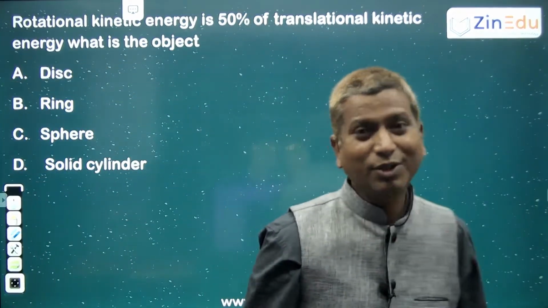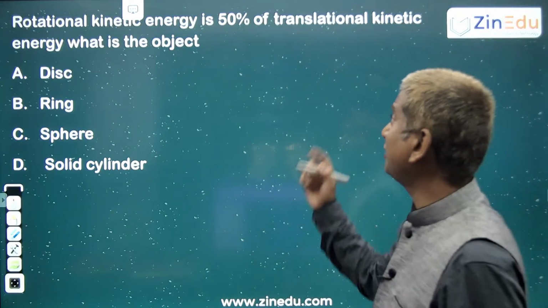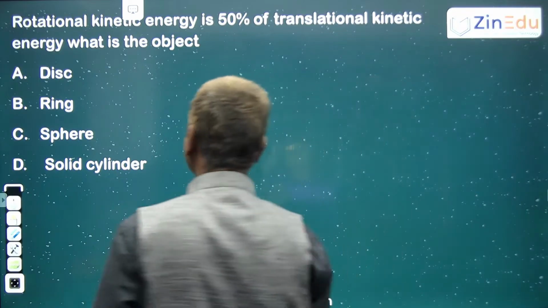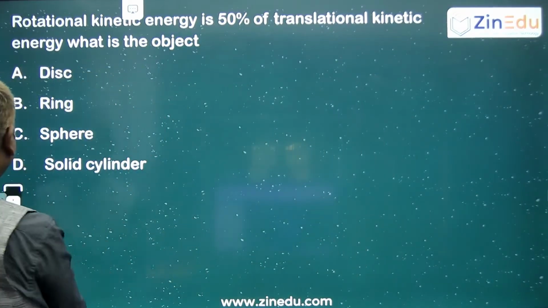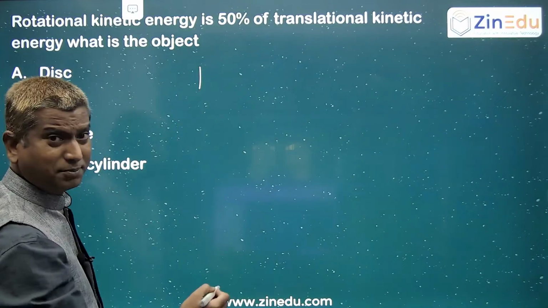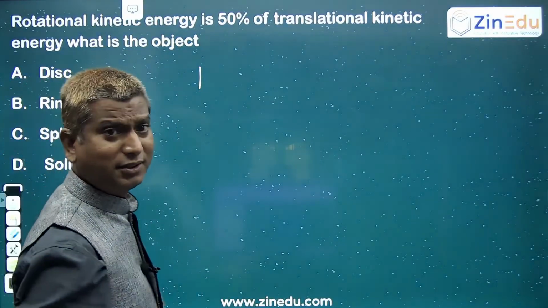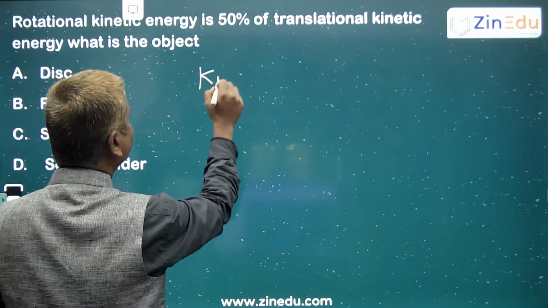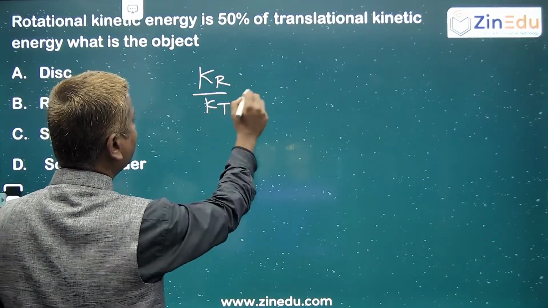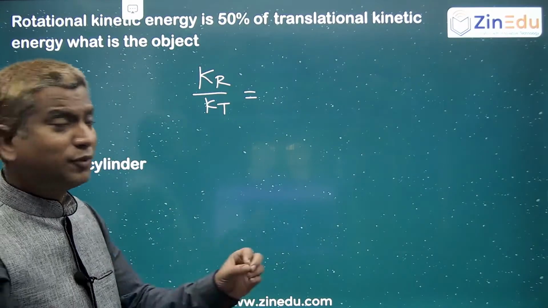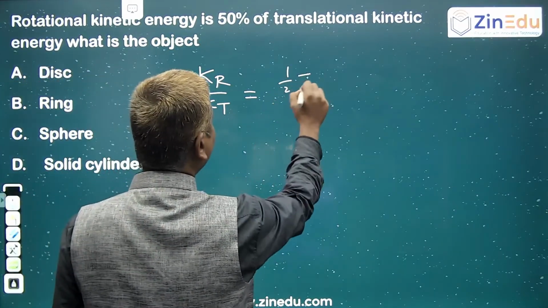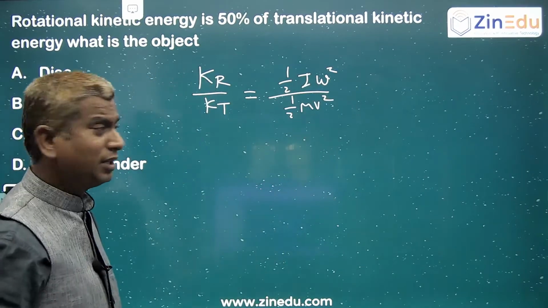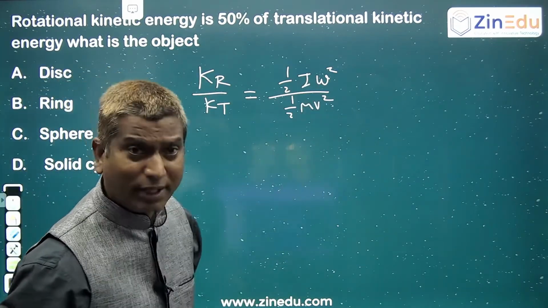So here is a question on rotational dynamics. Rotational kinetic energy is 50% of the translational kinetic energy. Then what is the object? We know very well the important relation for any rolling object, or any body having pure rolling: rotational kinetic energy by translational kinetic energy is only a fraction. Here if you write half I omega square by half m v square, and when it is having pure rolling, you know that V is equal to R omega, right?